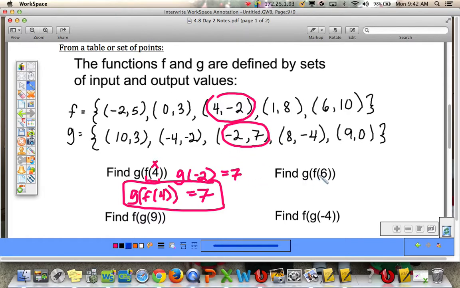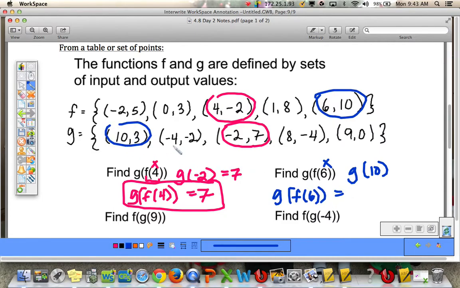Let's try another one. Find g of f of 6. So it's f of 6. We look for when the x value is 6. The y value is 10. So now we want to find g of 10. And in the second function, when the x value is 10, what's the y value? It's 3. So we say g of f of 6 equals 3. Okay, let's do a few more.